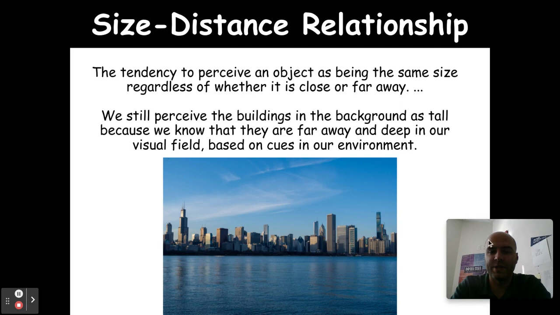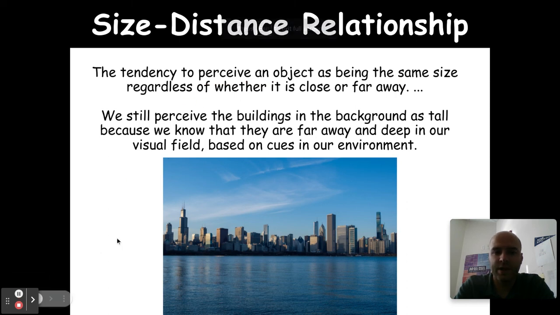Okay, our last topic is the size-distance relationship. This is how we organize and understand the distance and size ratio. This is the tendency to perceive an object as being the same size, regardless of whether it is close. And this is part of our perceptual constancy as well. Just like we have color constancy, we also have perceptual constancy, where we know things are supposed to stay the same, even though conditions change, right? Unless there's some type of illusion that might be tricking us.